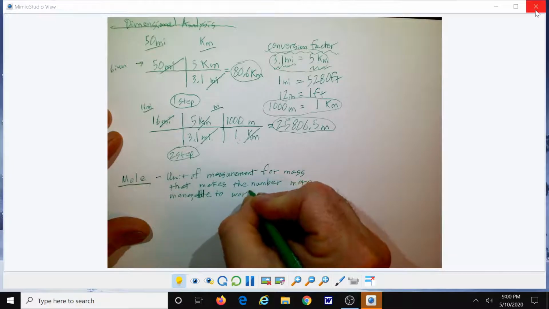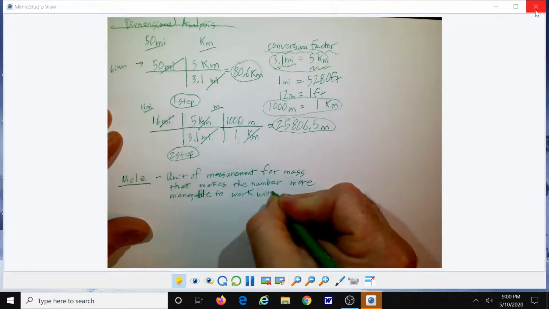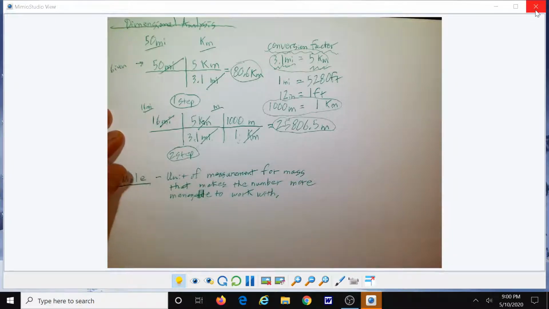And that's in general what it does. That's not really a good definition. If you were to actually look it up online, it's not going to be that. They're probably going to tell you things like this. They're going to tell you that 1 mole is equal to so many atoms, ions, or molecules.